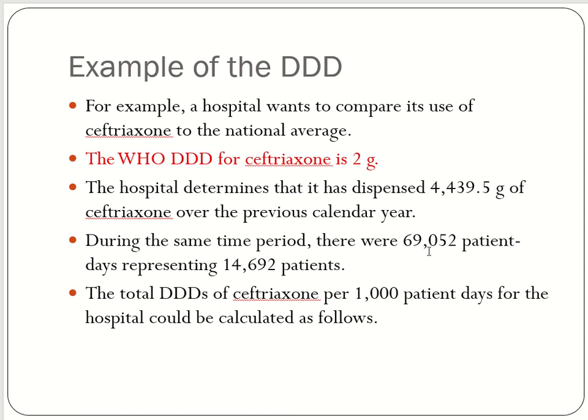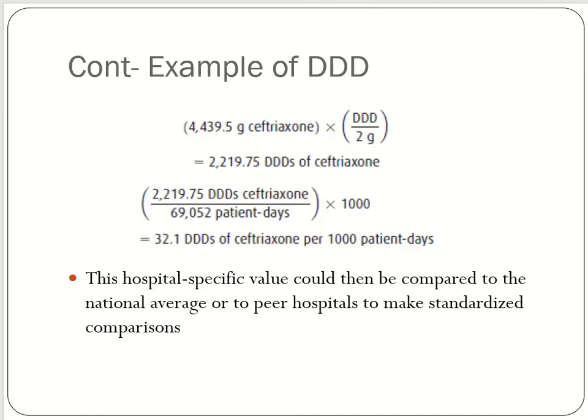During that period, the hospital accounted for 69,952 patient days, representing 14,692 patients. Patient day means you multiply the patient by the number of days at the hospital. And this concept of patient day, we've seen it when we looked at, I think it was the incidence rate, versus the cumulative incidence, right? So what you can do is the total DDD per thousand patient days for the hospital can be calculated. And we're going to look at the calculation.